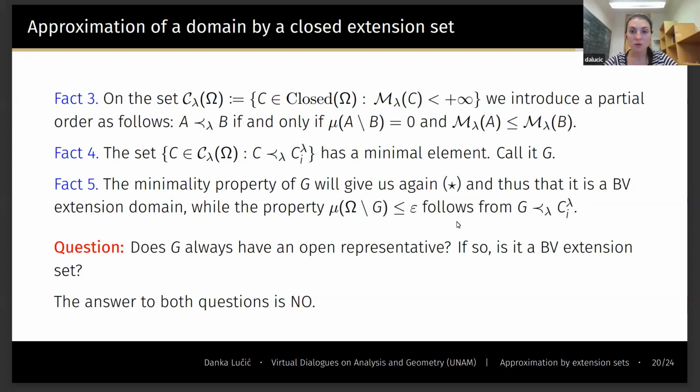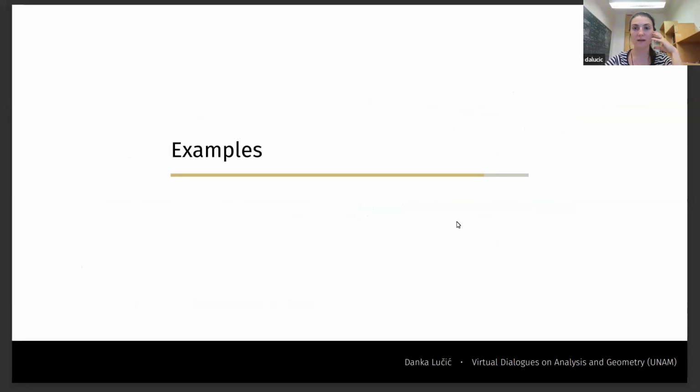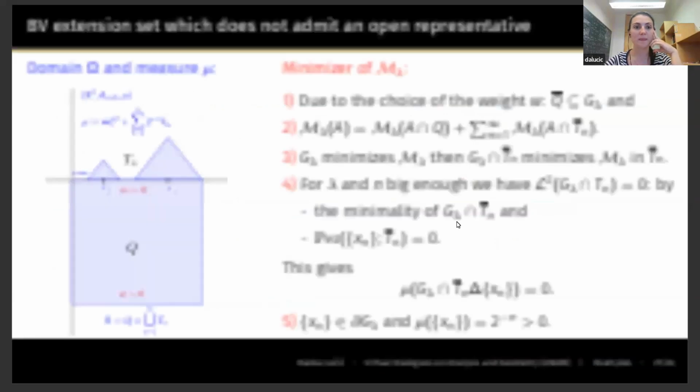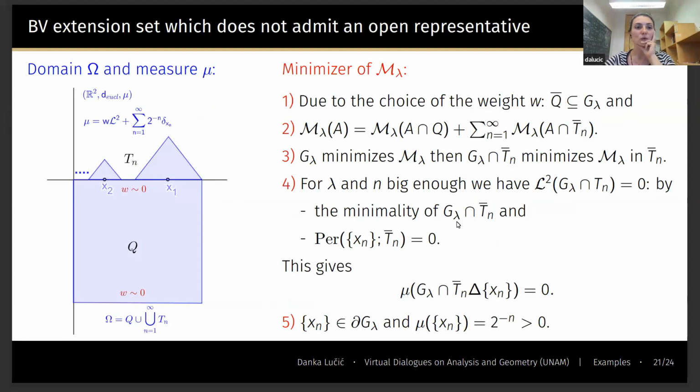Now one could ask if such a G we obtain, or more generally, if a minimizer, if it exists and is closed, has an open representative, and even if it does, whether that open representative is still an extension set for BV functions. And actually the answer to both questions is no. And this we are going to see in two examples. Okay. In the first example, I'm going to show you a BV extension set which does not admit an open representative.